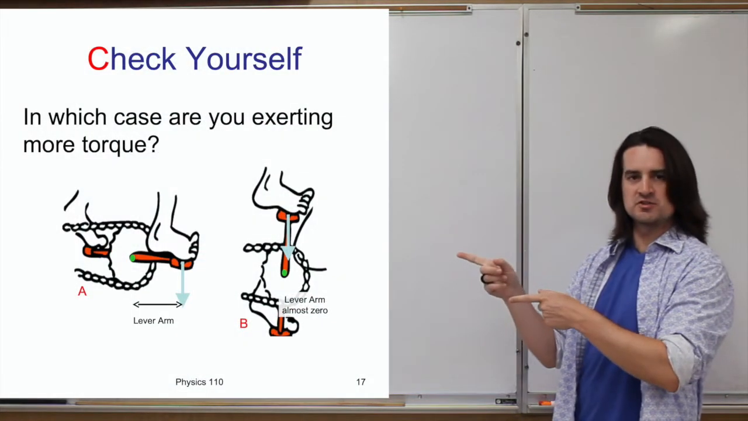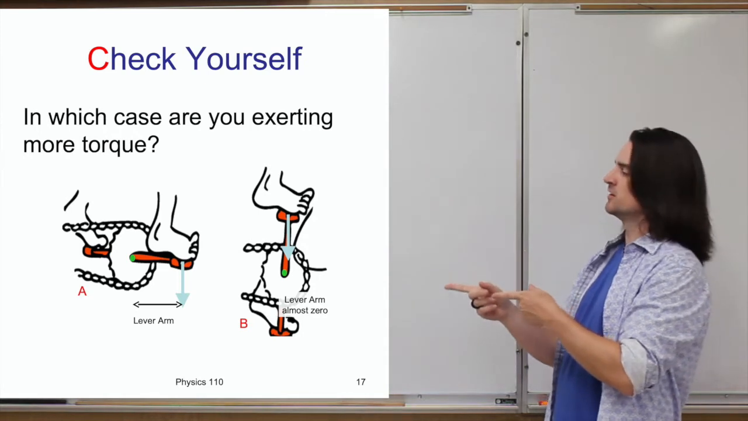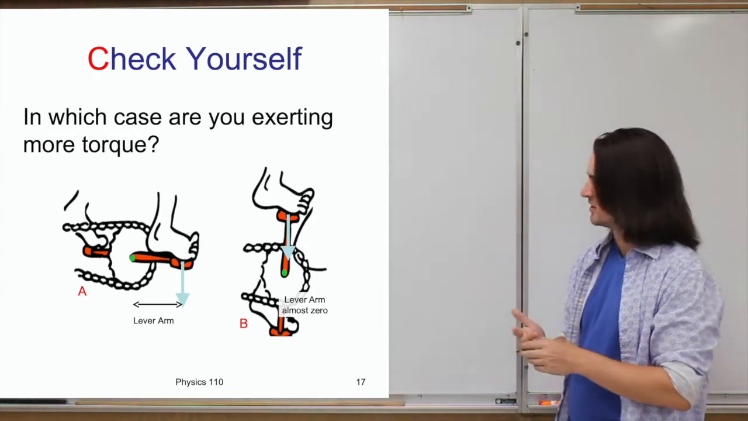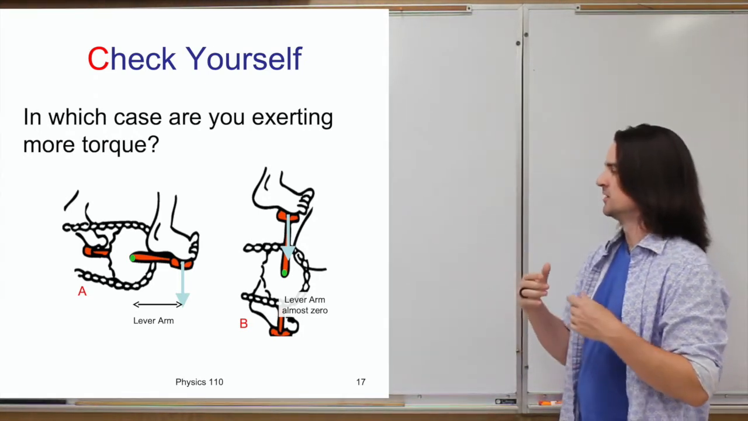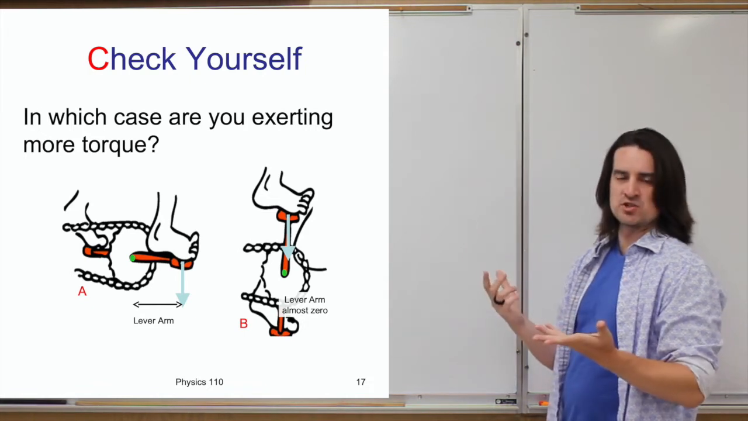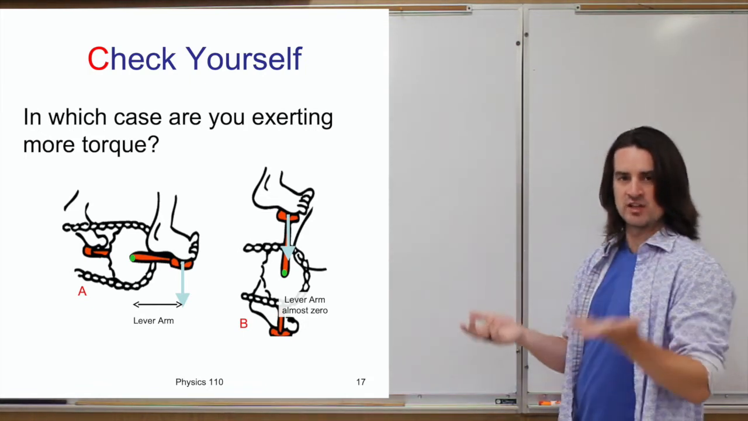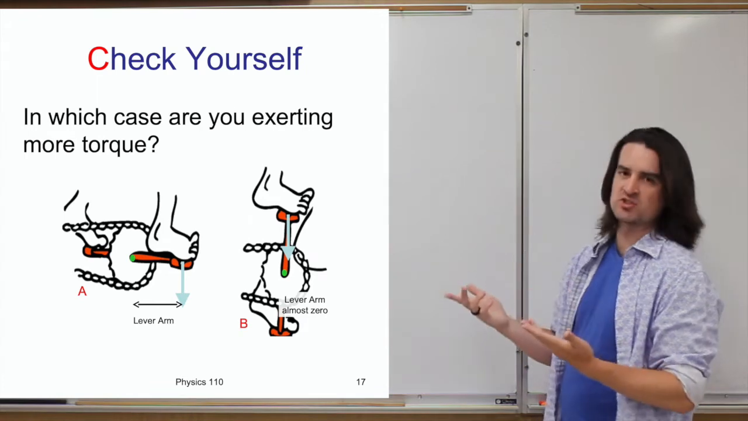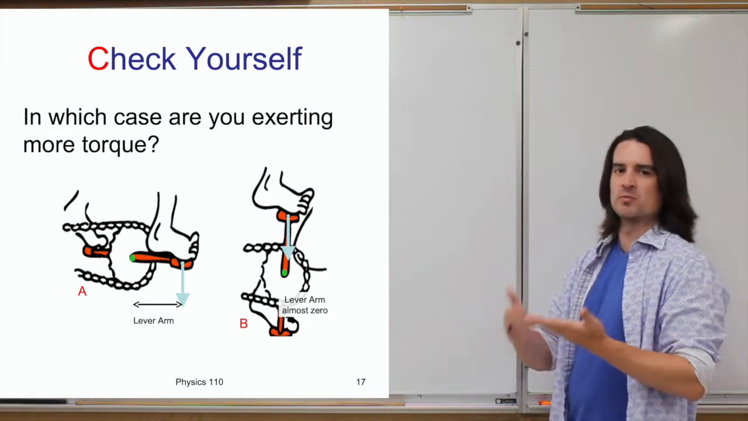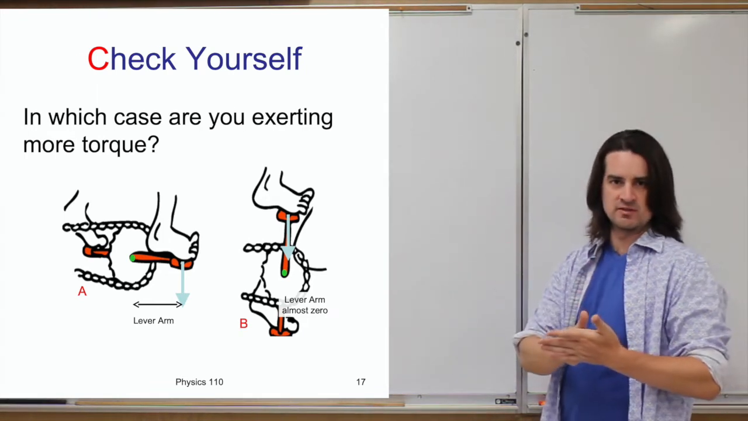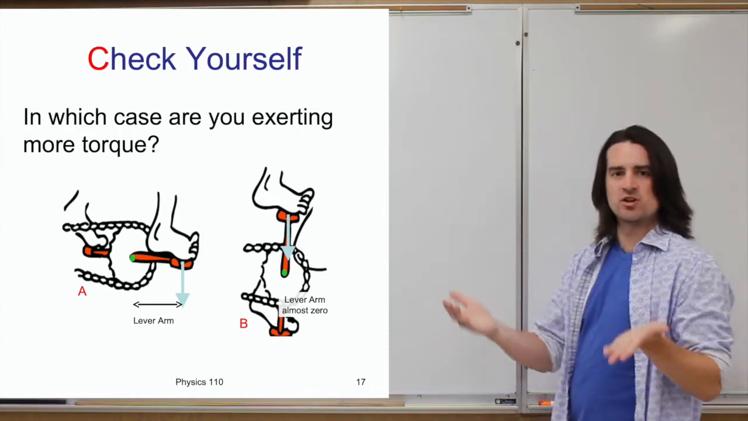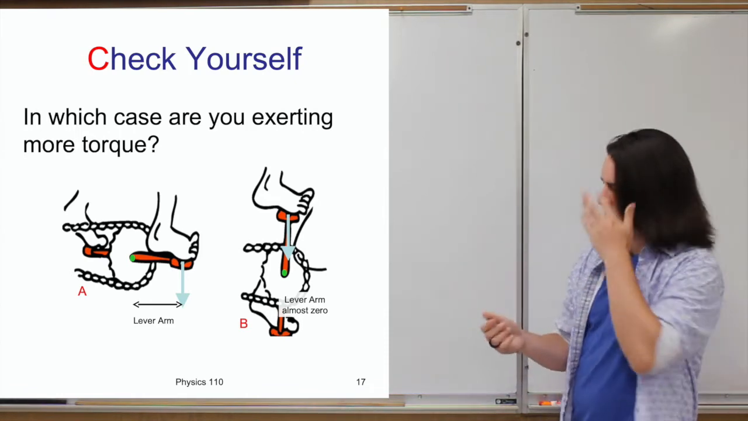Hopefully you said situation A. There are a lot of ways to look at why that is the case. One is to figure out the lever arm, because the force is the same, so remember, torque is just force times the length of the lever arm. So whichever one has the longer lever arm is going to be the greater torque.